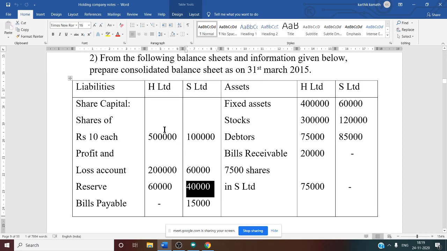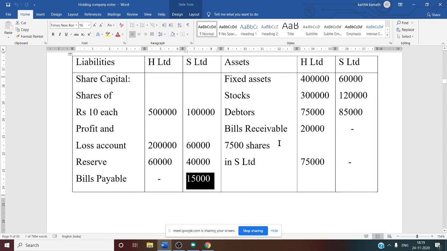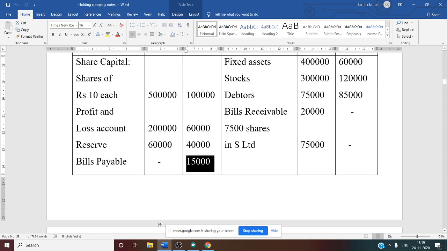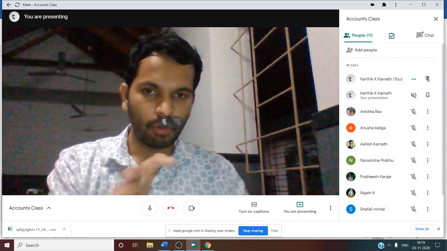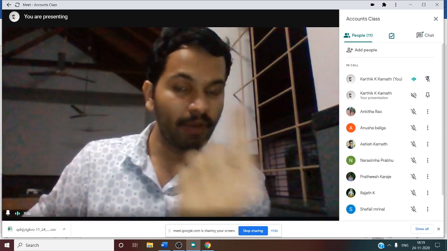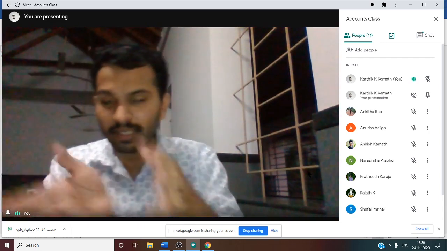Bills payable: the holding company has no bills payable, while the subsidiary company has bills payable of 15,000. So by this also you can make out something. On the asset side there is bills receivable under the holding company, and in the subsidiary company's liability side bills payable is there. By seeing this, what can you understand? Bills receivable is there on one side, under only one company, and bills payable is there on the other side, under another company.